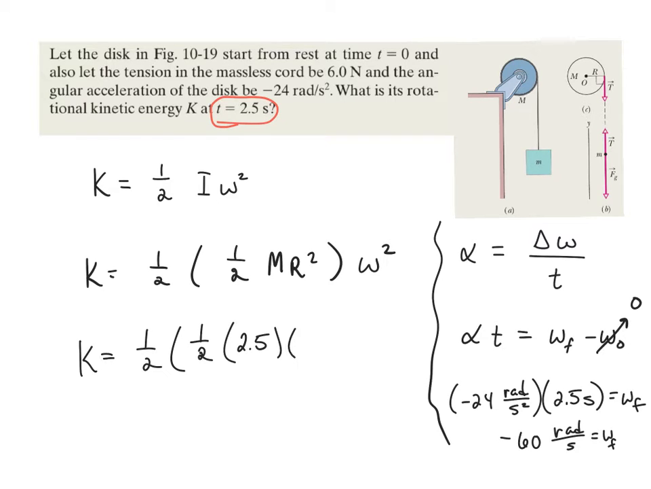So 2.5, the radius of that disk, also given from earlier, is going to be 0.2 meters. That quantity is going to be squared times the omega value of negative 60 squared. I'm dropping units, obviously, because everything in this problem that I'm writing right now is in terms of meters, radians per second, kilograms. I've got all my standard units applied here. So it looks like we should get around 90 joules.